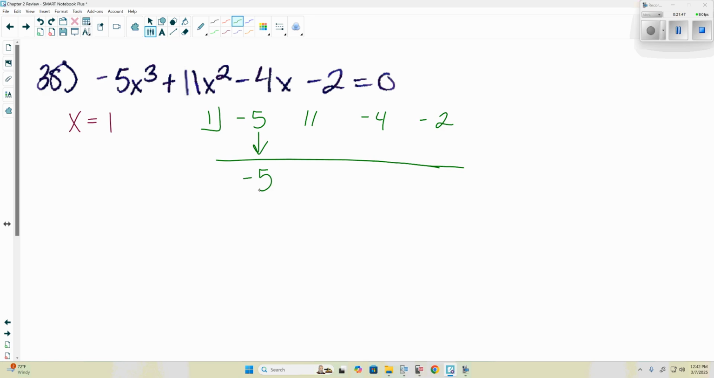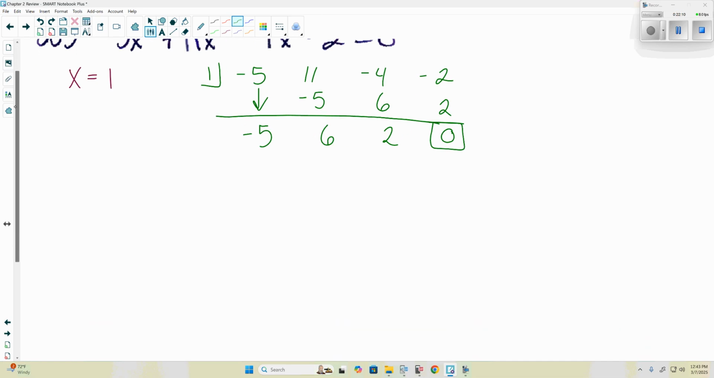And again, we're going to repeat our process. We're going to multiply and add straight down. So we'll have 1 times -5 is -5. 11 plus -5 is 6. 1 times 6 is going to give us 6. -4 plus 6 is 2. 1 times 2 is 2. And 2 plus -2 gives us 0.